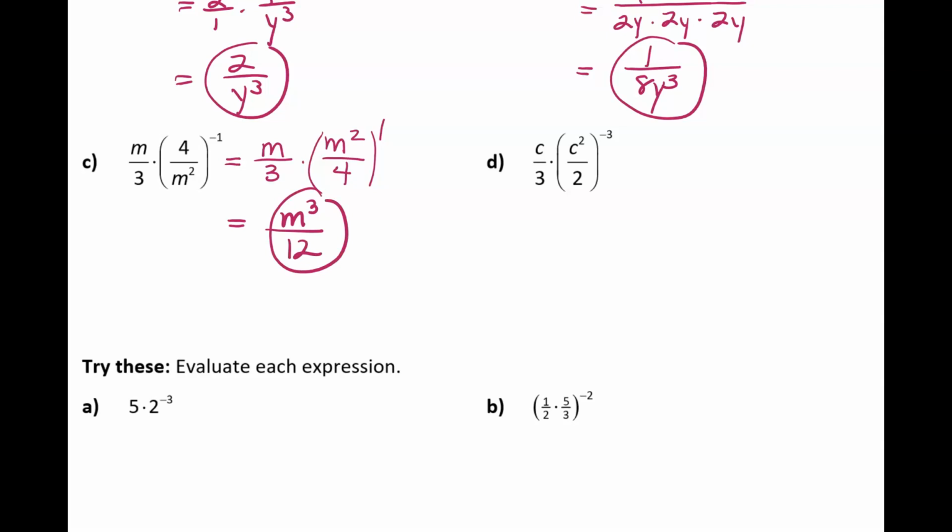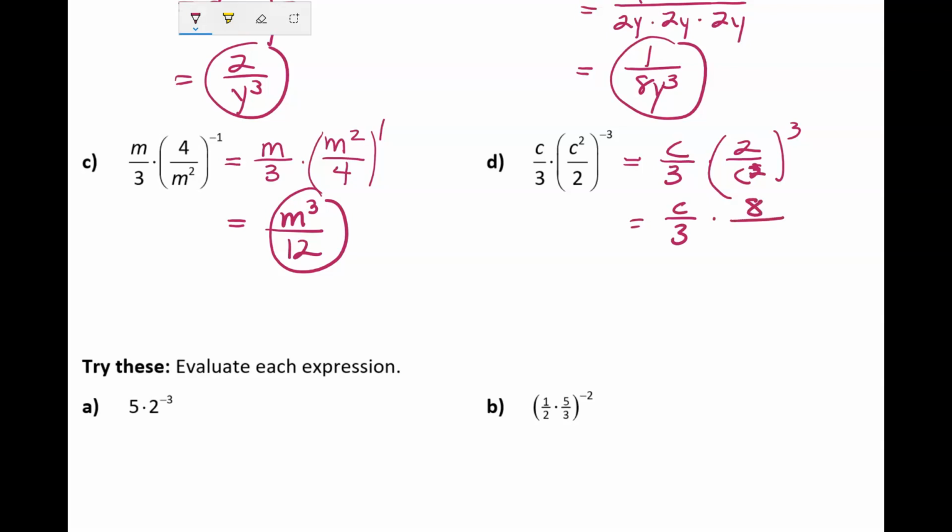In the next example, we have c over 3 times c squared over 2 raised to the negative 3. So let's raise that fraction to the negative 3rd power, which means raising its reciprocal, 2 over c squared, to the positive 3 power. So that'll be c over 3 times 2 times 2 times 2 is 8. C squared times c squared times c squared is c to the 6th. That would be 8c over 3c to the 6th. And then we can reduce by canceling one of the factors of c. That's going to give us 8 over 3c to the 5th.